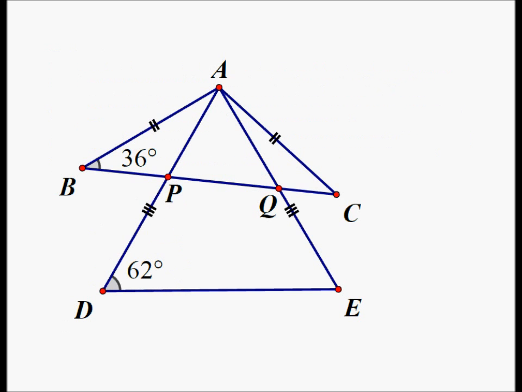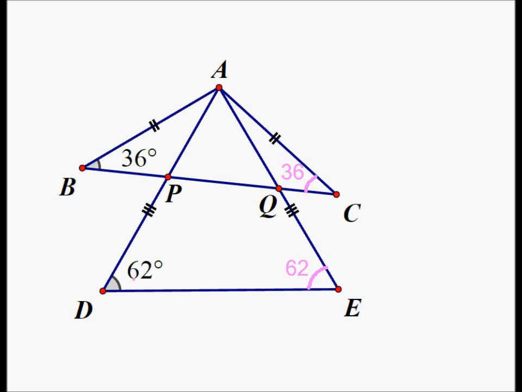So here's the same picture with two of the given angles labeled, and it's slightly enlarged. What we know from here is this angle has to be 62 because triangle ADE is isosceles with AD being congruent to AE. Using a very similar argument, we can say this angle has to be 36 as well, because triangle ABC is isosceles as well.